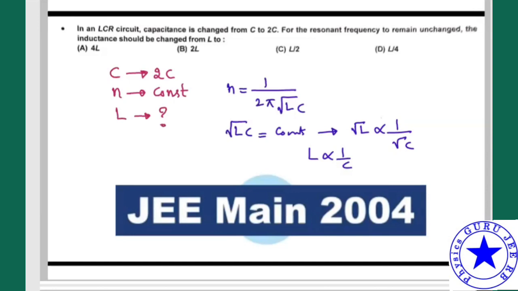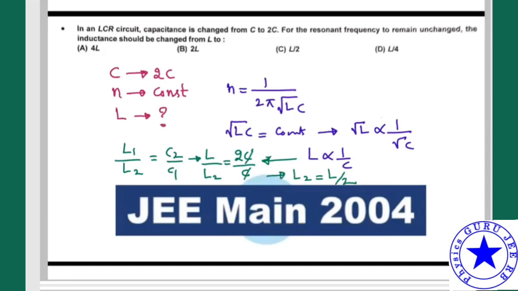So L1 by L2 equals C2 by C1. L1 is given as L, so L divided by L2 equals 2C divided by C. The C's get cancelled, so L2 equals L by 2. This is the final answer, option C. Hope it is clear. A very simple problem.